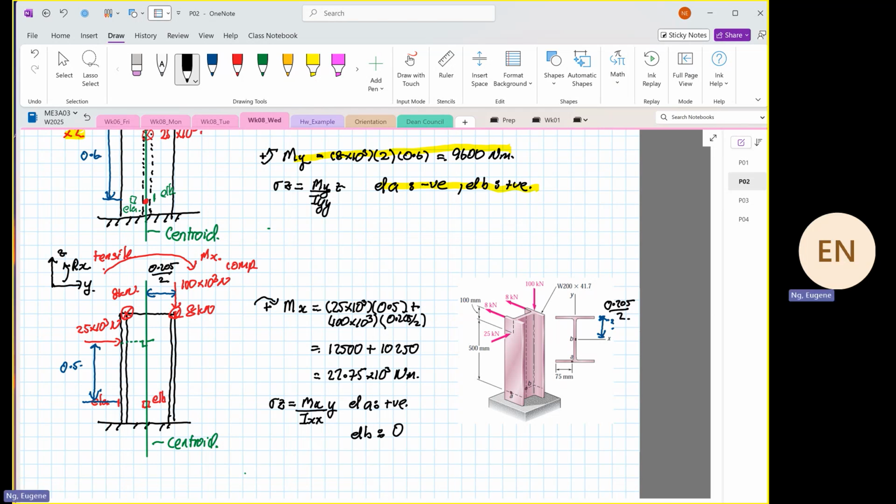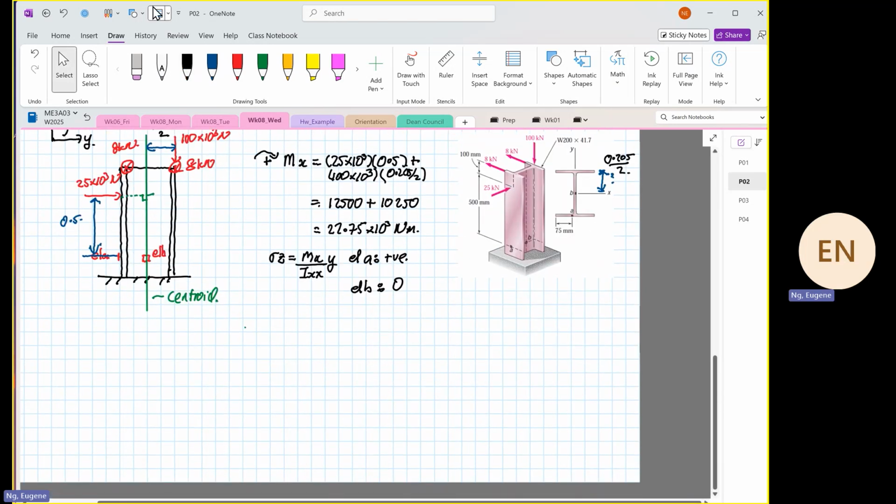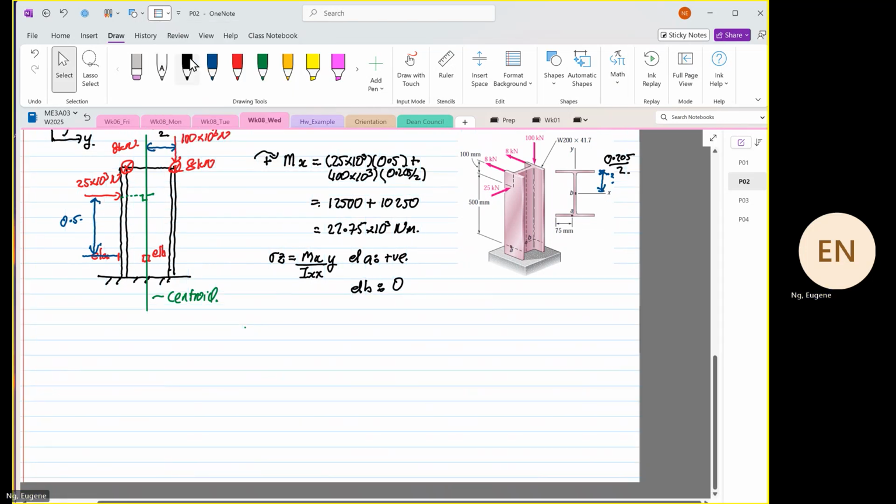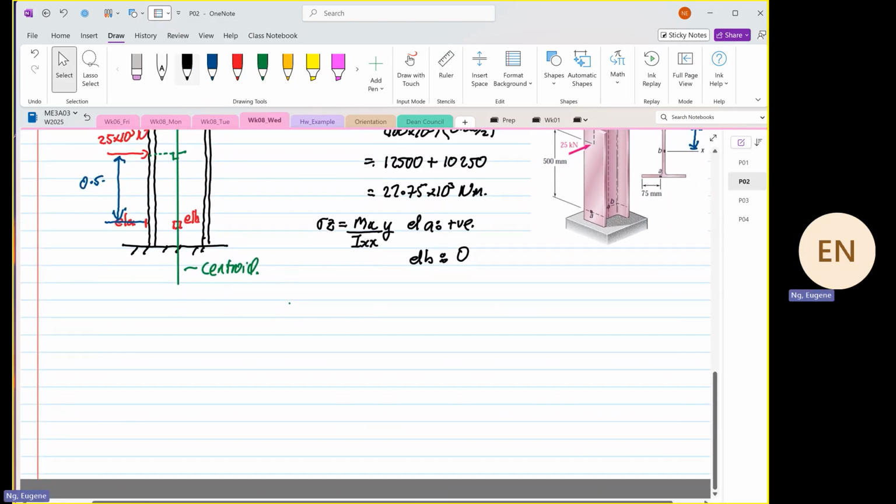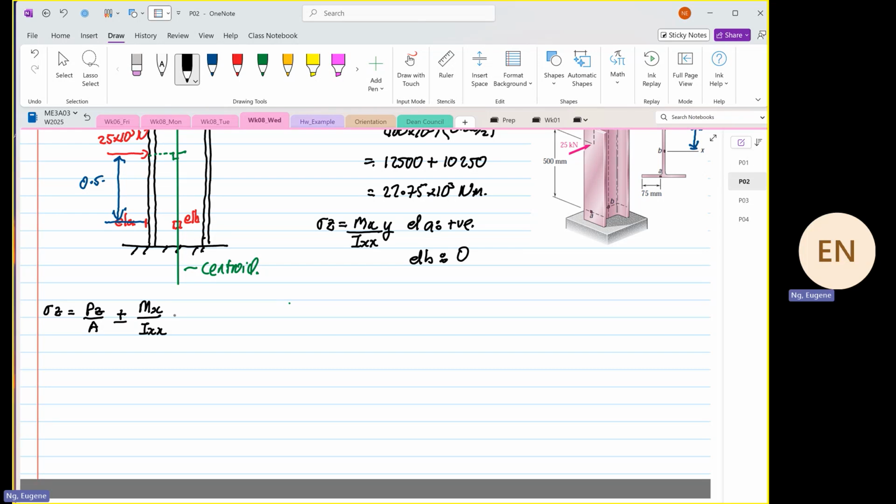Now, let's look at the formula. Now we finish analyzing, and there's one more detail that we have to be very careful about. So next we're going to put in numbers. The formula that we're going to use is stress Z is equal to Pz over A plus minus Mx over Ixx multiplied by Y plus minus My over Iyy multiplied by x.